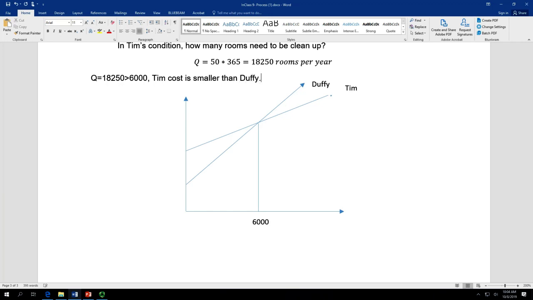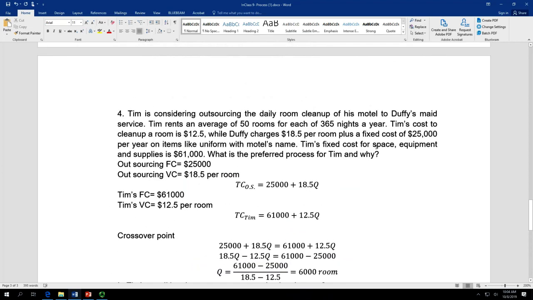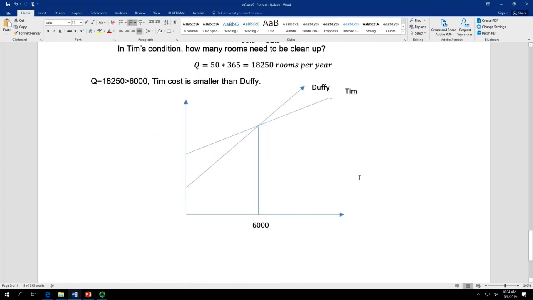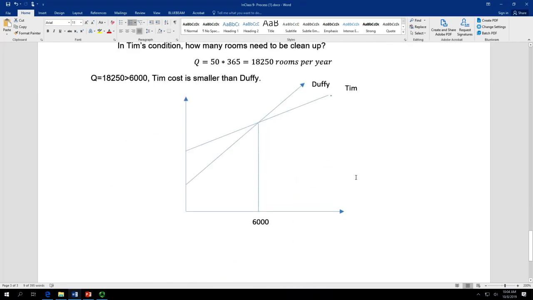So now you can say, what is the preferred process for Teams and why? And you answer this question because, okay, in total cost, Teams is smaller than the Duffy service. Now you want to select to do it in-house, without using the outsourcing service.